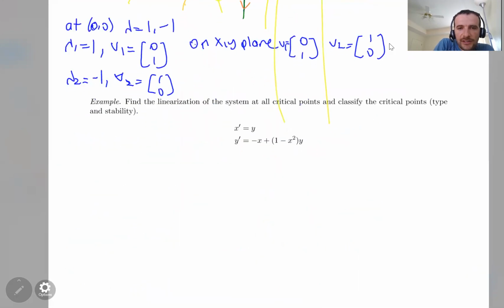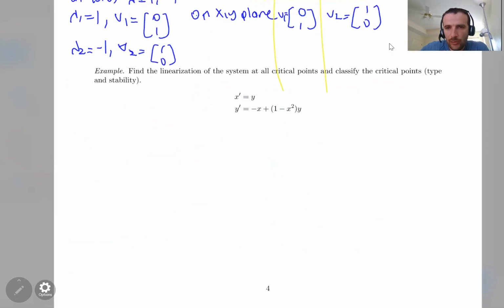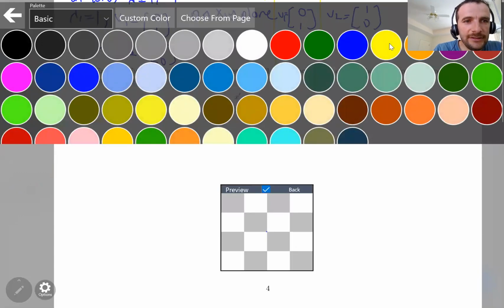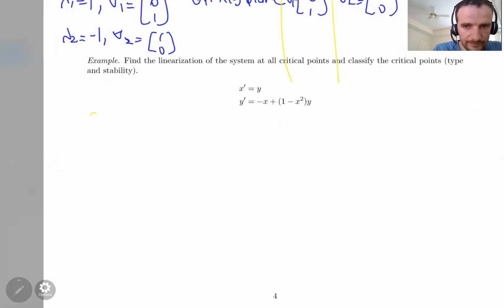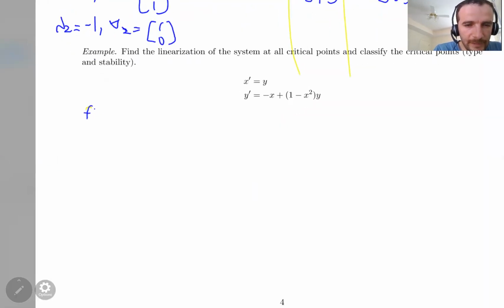Find the linearization of the system at all critical points and classify the critical points. Okay, let's find the critical points first of all. Remember, to get the critical points, we have to set f of x, y equal to 0, right? f of x, y is y, so set it equal to 0. So we get y is equal to 0.